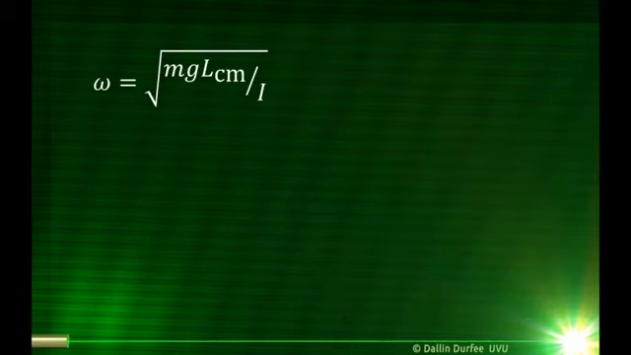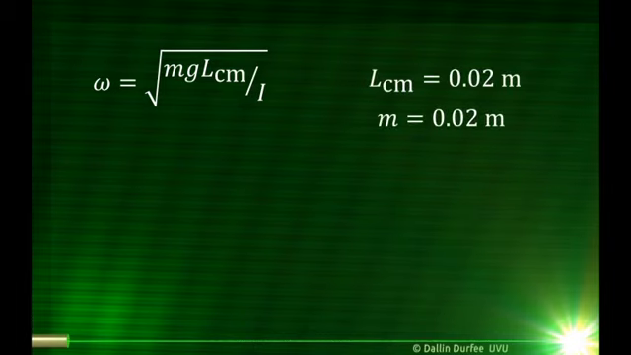Well, omega is the square root of m g L center of mass over I. It's just the standard formula for the angular frequency for a physical pendulum. If I can find this, I can find the period. Well, to find this, I need to know the mass, and I need to know the L to the center of mass. Those are both given in the problem. And I need to know I.